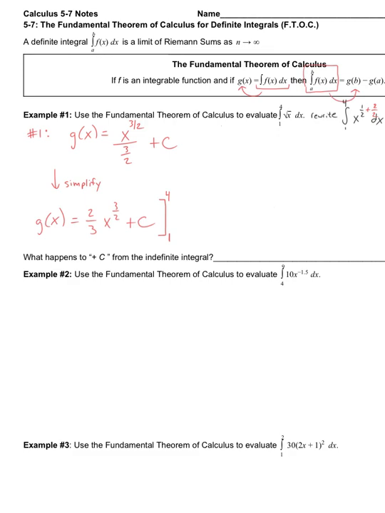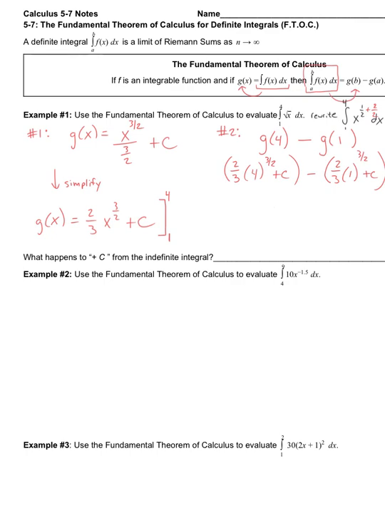Okay, the second step is we plug in. We take our upper limit 4 and we plug it into the antiderivative g. And then we subtract off what we get when we plug in our lower limit, our left endpoint. So it looks like this. As I plug in 4 into my antiderivative, I get 2/3 times 4 to the 3/2 plus c, and then I plug in 1 into my antiderivative. So 2/3 times 1 to the 3/2 plus c.